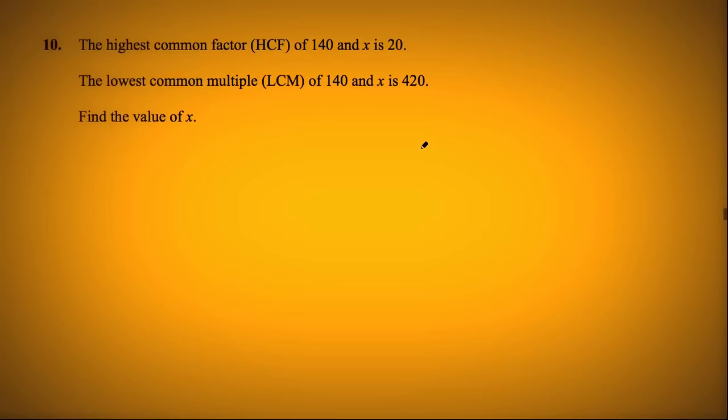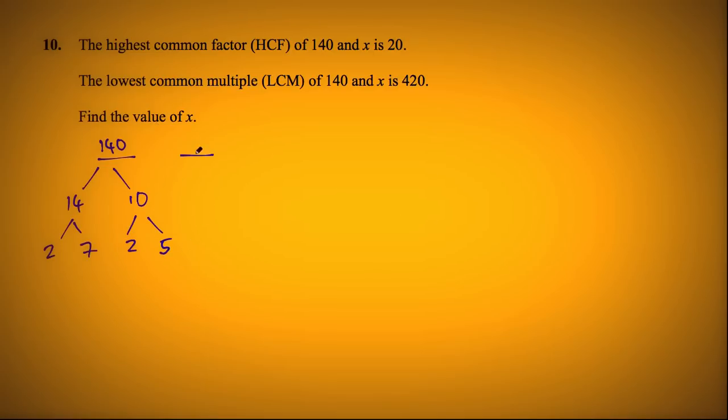Question 10. The highest common factor of 140 and x is 20. The lowest common multiple of 140 and x is 420. Find the value of x. So if I break down 140 into its prime factors, that's 14 and 10, which is the same as 2 times 7 times 2 times 5.